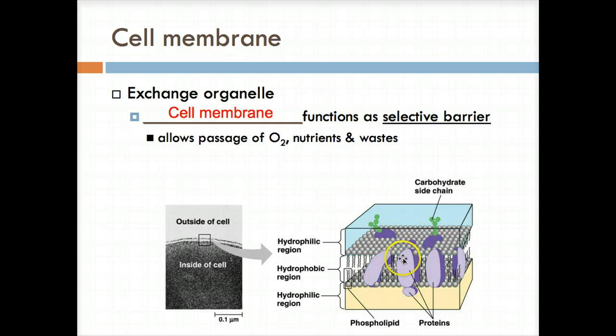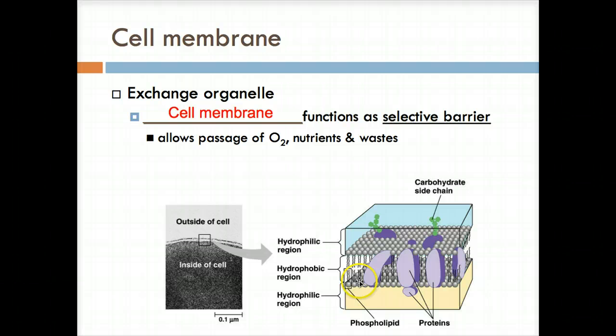And these big purple blobs right here are called proteins, or membrane-bound proteins. It's these proteins that help things get in and out of the cell. They help the cell take in nutrients like big carbohydrates, and they help the cell expel waste. The cell membrane functions as a selective barrier. By selective, it means that it selects what comes in and out. It allows the passage of oxygen, nutrients, and ultimately waste.